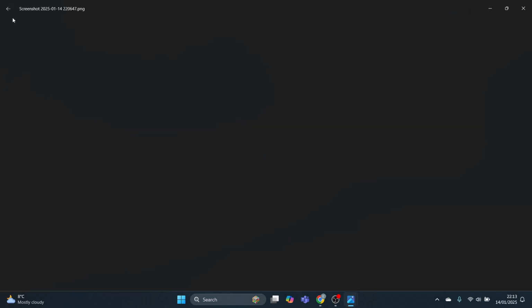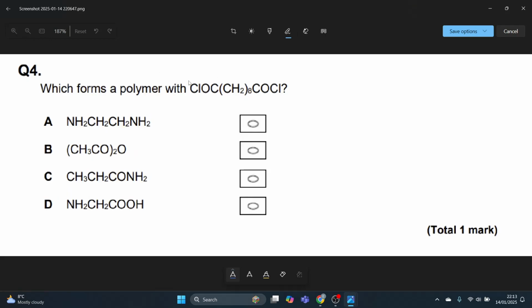Question 4. Which forms a polymer with this? So you can see you've got that chloride, it's an acyl chloride. So what I'm looking for is the one with diamines. So I'm looking for two NH2s. There we go. Exactly what I'm looking for.